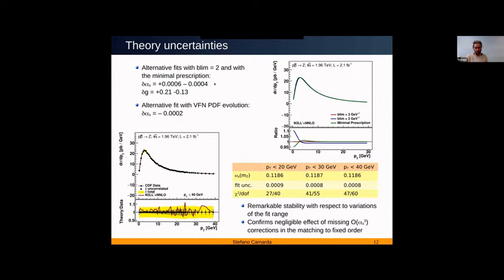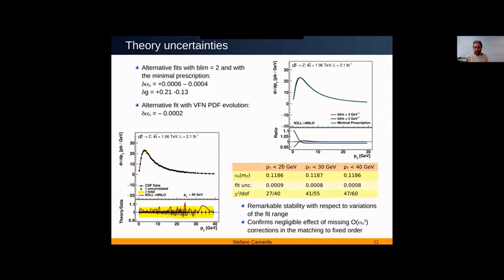Another uncertainty that I'm considering is a variable flavor evolution in the PDF, and this gives a small effect at the level of 0.2 times 10 to the minus 3, and the reason is because we have very little contribution of heavy flavor in Z production in this data.